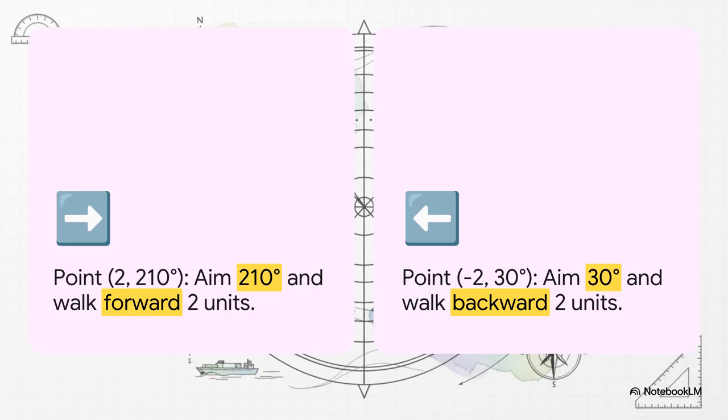I mean, what does that even mean? Think of it like this. You aim in the direction of the angle, but instead of walking forward, you walk backwards that distance. So pointing yourself at 30 degrees, but then walking backward 2 units, puts you in the exact same spot as pointing at 210 degrees and walking forward 2 units. It's just 2 different addresses for the exact same location.